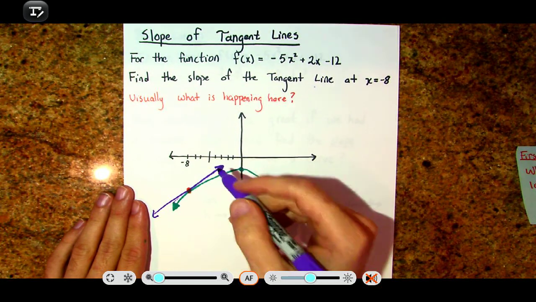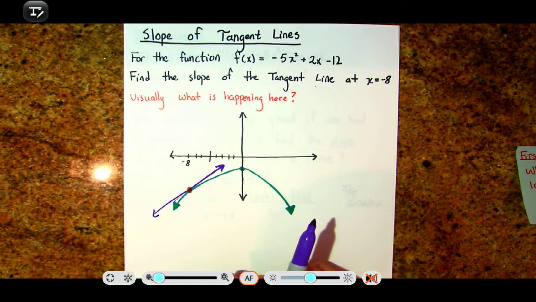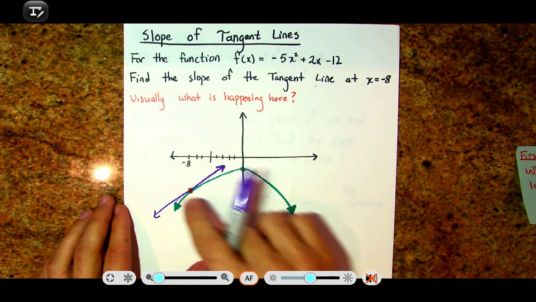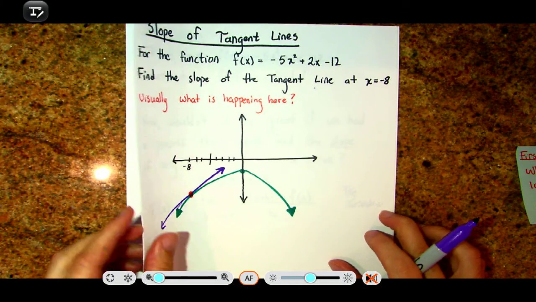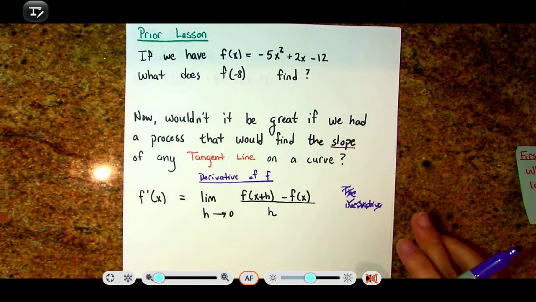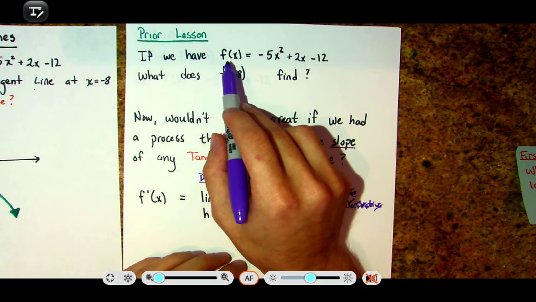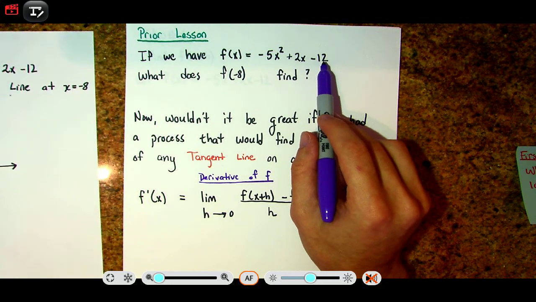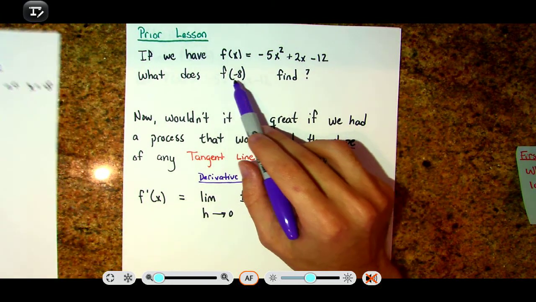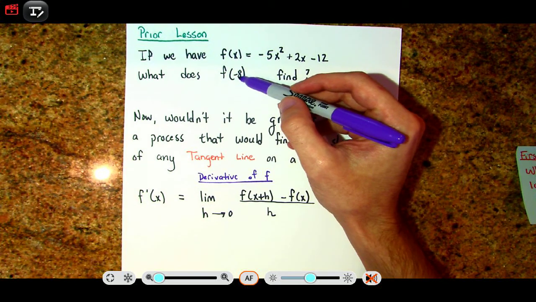Or, you know, that's what we want to find, okay? So how do we actually do that? How do we actually find the slope of this line given this information? Okay, so here, what we did before was, if I said, hey, if we have f of x is equal to negative 5x squared plus 2x minus 12, what does f of negative 8 find? What happens if I plug in negative 8 into this function?